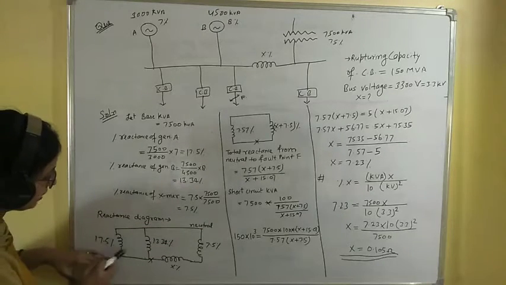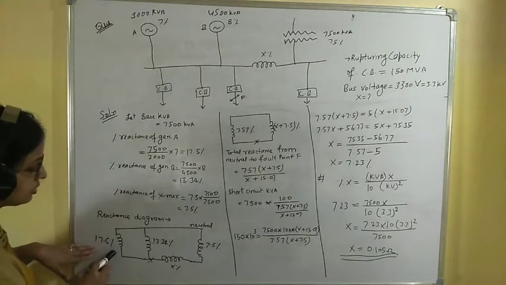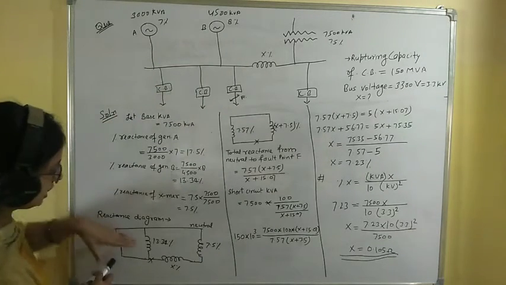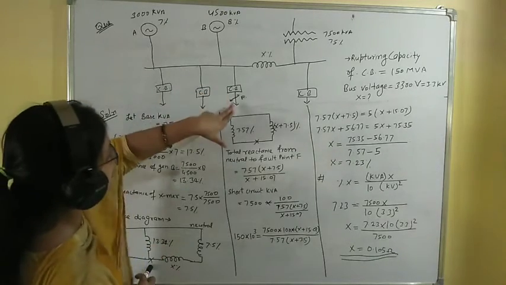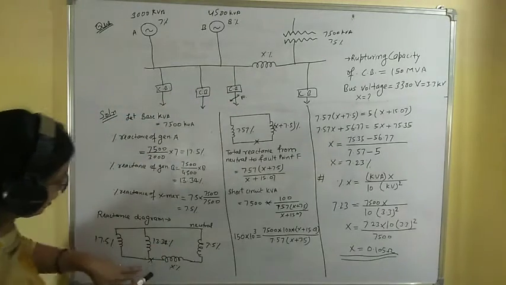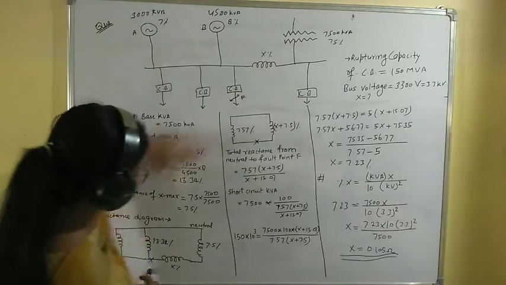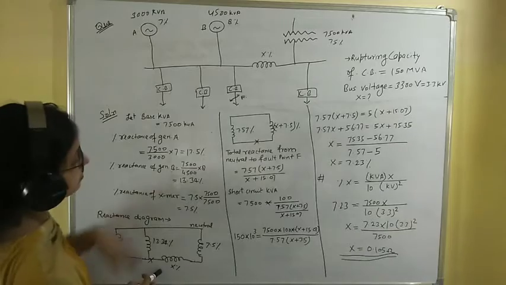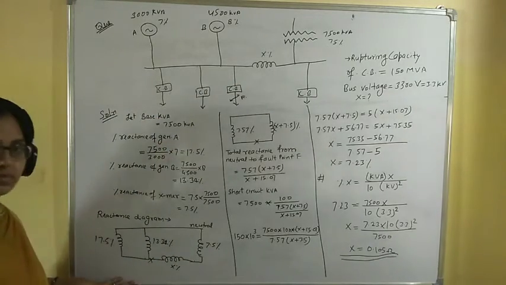First we connect the reactance of generator A, that is 17.5%. Then generator B, that is 13.34%. Now the fault is occurring at this point, so we have indicated it here. Now a reactor is connected, that is X%. Then the reactance value of the transformer is here.